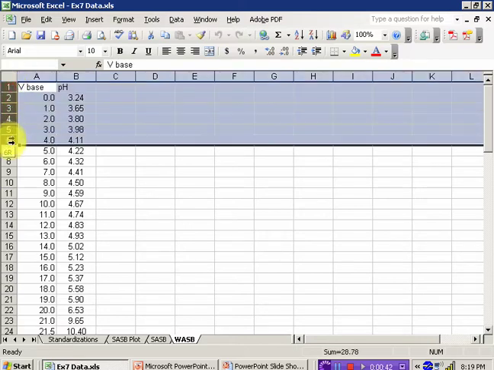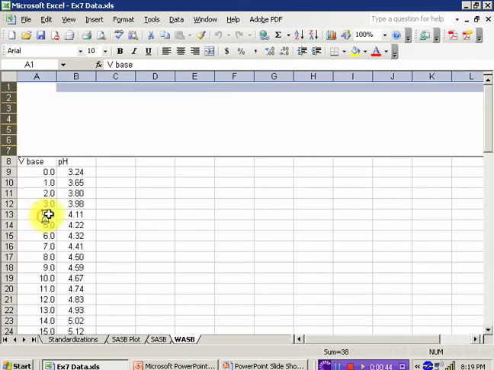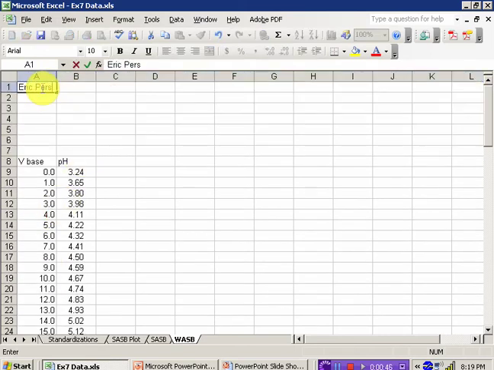Basic setup's going to be the same. I'm going to insert some rows so I have some space to work at the top. Enter my name, my lab section. I'm going to be doing a pH calculated again, so I'll relabel this as pH measured.